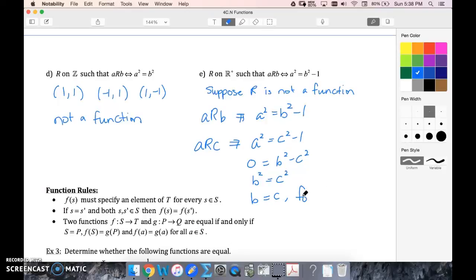So for A, there are unique outputs. So it must be a function. So we have contradicted this. Therefore, R is a function. All right.